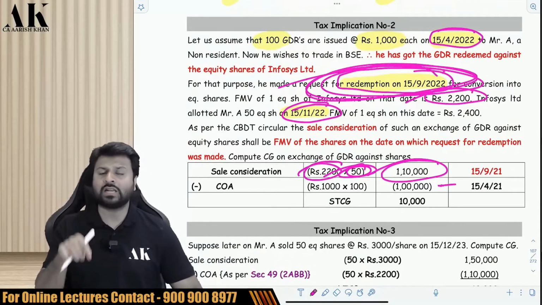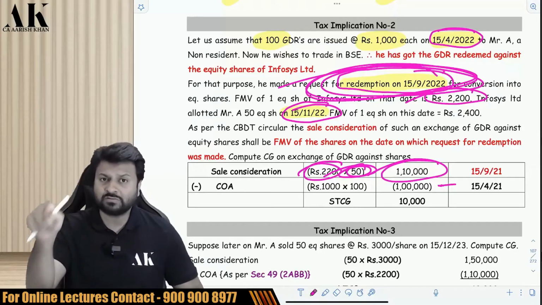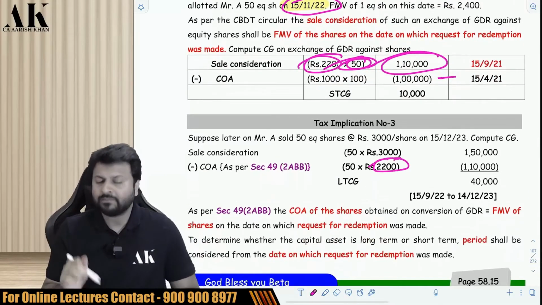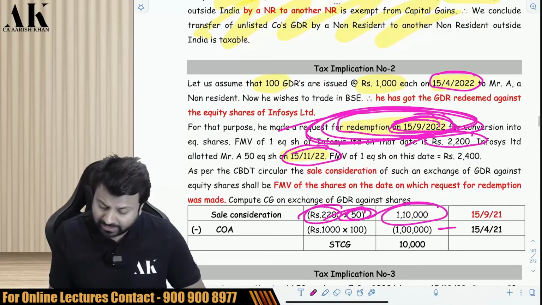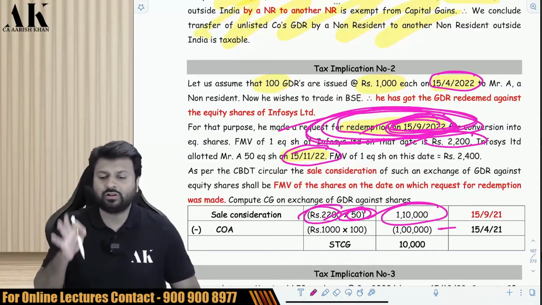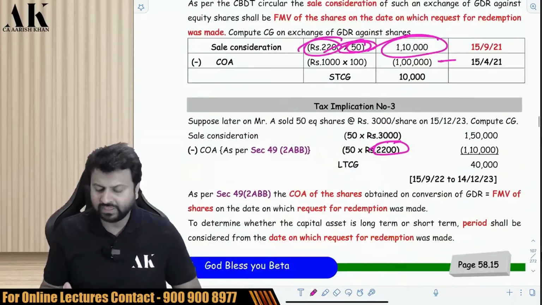So everything revolves around the date on which you make the request for redemption. So FMV on the date on which the request for redemption was made, that will become the cost. So the cost of one share will be 2,200. The period of holding will also be counted from the date on which the request for redemption was made. So the period of holding will also be counted from 15 September 2022. So this is what this concept of GDR is all about.